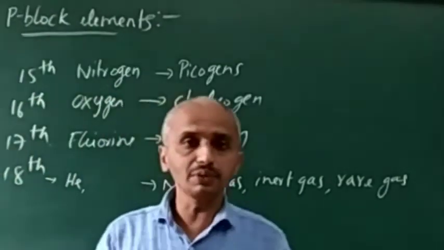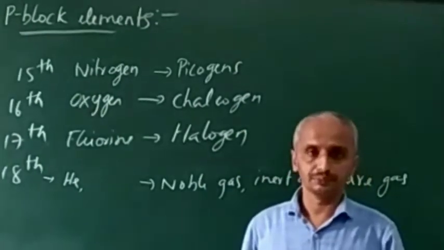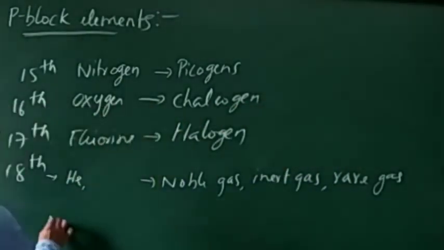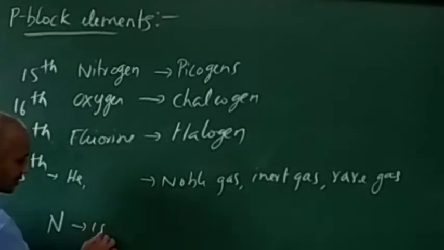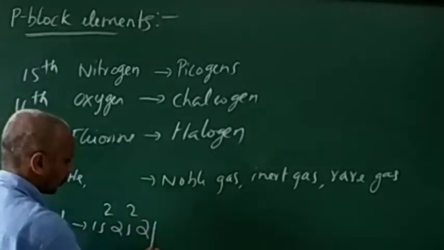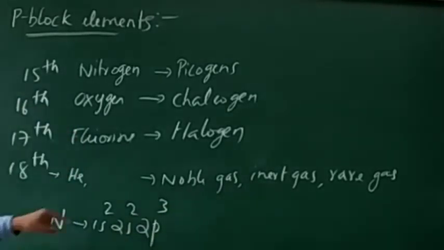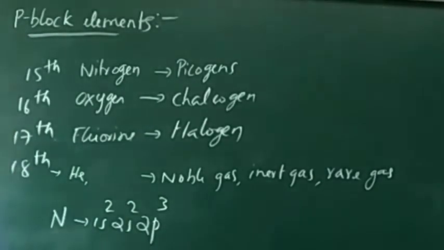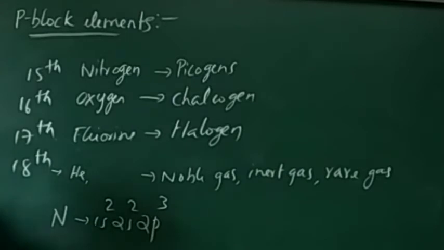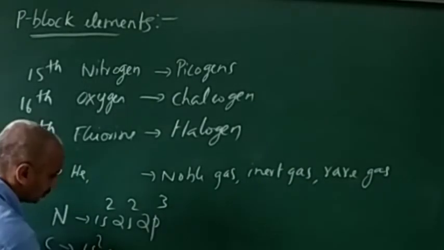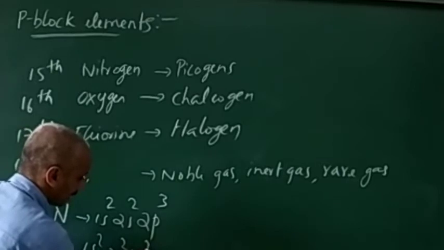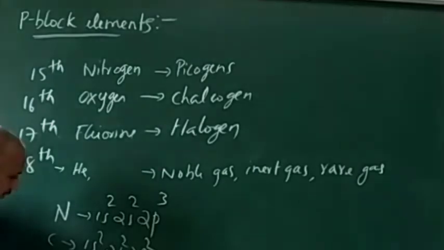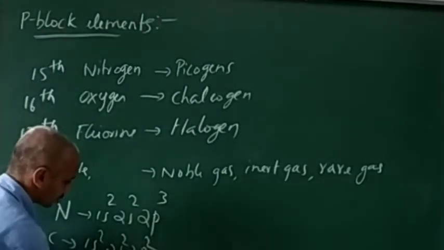Before starting, just tell me, what is a P block element? When I go for nitrogen, if you see 1s2, 2s2, 2p3, the last electron enters into the p orbital or p subshell. So it's a P block element. Carbon 1s2, 2s2, 2p2. Again, the last electron enters into the p. Or boron 1s2, 2s2, 2p1.